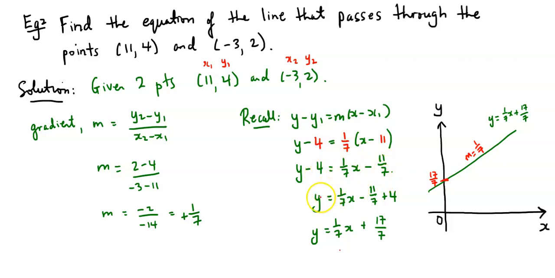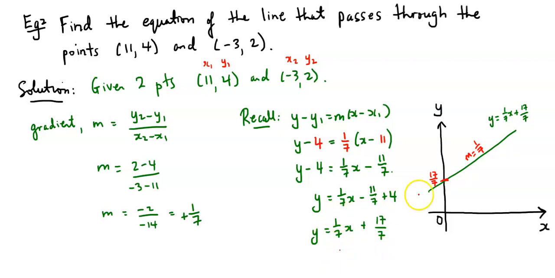And we make y the subject of the formula, so y is equal to 1/7 x minus 11/7. Bring across the minus 4, it becomes plus 4. So y is equal to 1/7 x, and if we work this out, negative 11/7 plus 4, you can use the calculator if you wish, and you'll get positive 17/7.